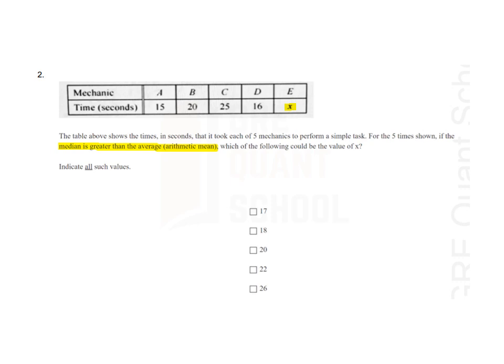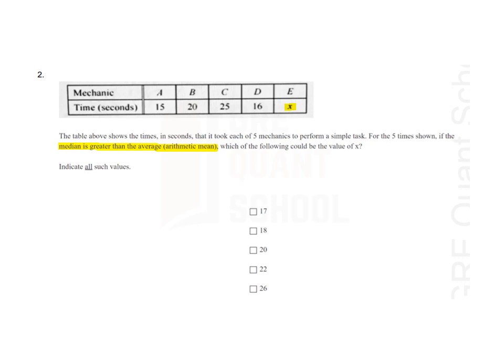In the second question, you can see there are two rows in a table. The first row shows the name of the mechanics, that is A, B, C, D, E. And the second row shows the time in seconds. Times for the 4 mechanics are given and the time for the mechanic E is unknown.